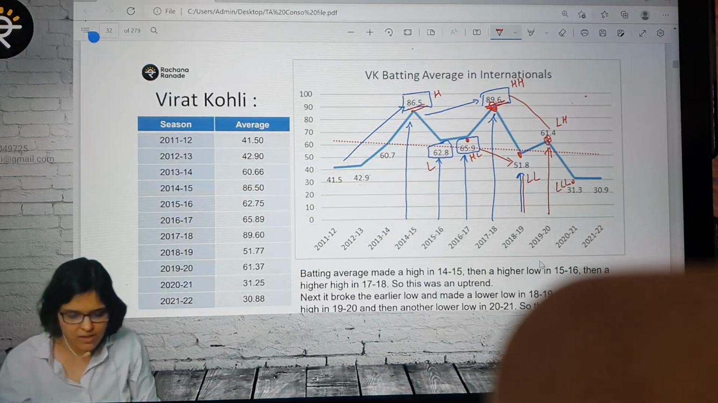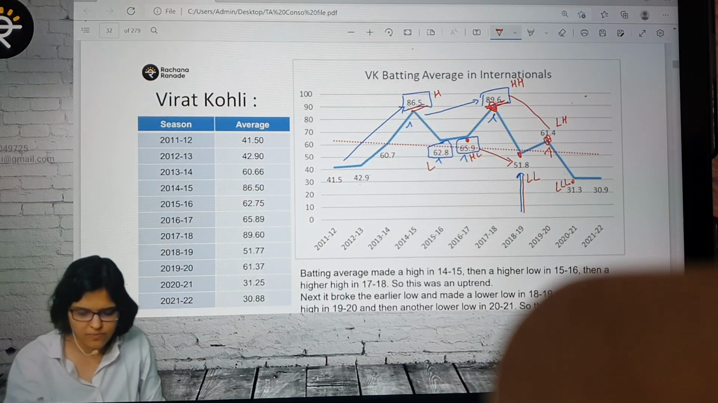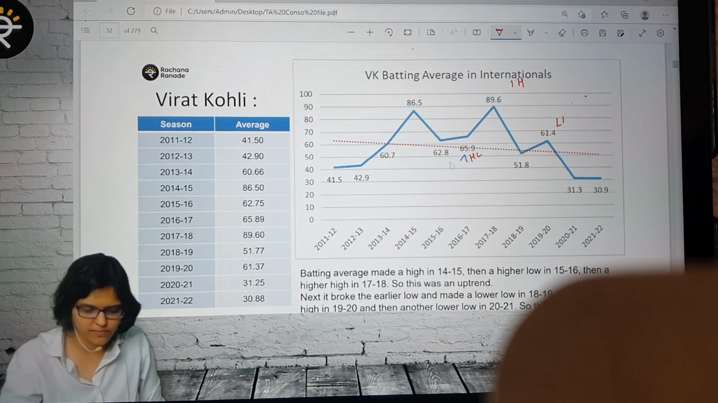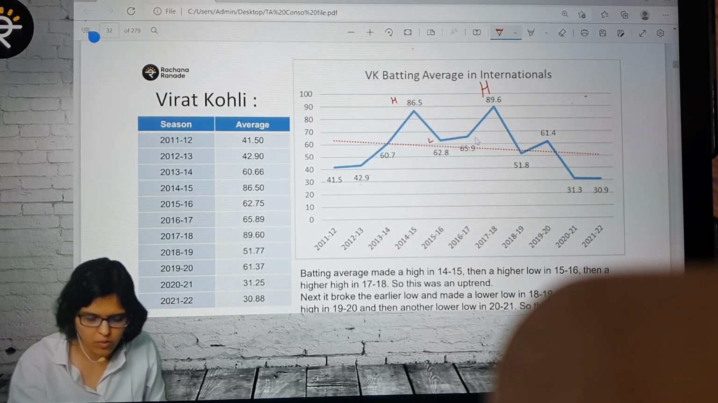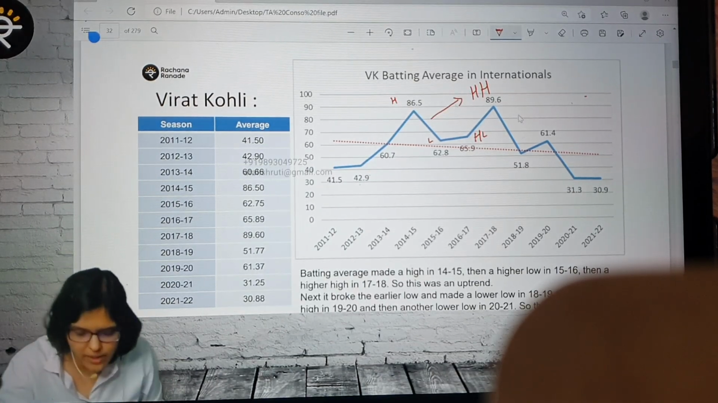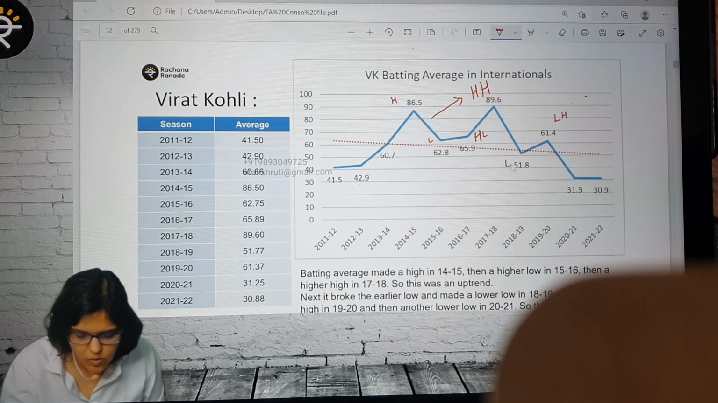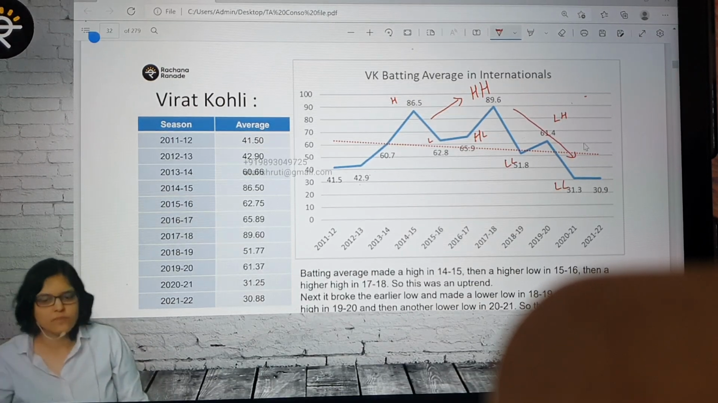Too much of a khichdi? I'll simplify. Can I rub it for a minute? Anyone copying? Can I rub it? I'll simplify this for you. So high and higher high. Low, higher low. So I should say higher high. So this part is an uptrend. Simple. Correct? Here what happened? Lower high, lower low. Again a lower low. So this is an example of a downtrend. Simplified version.